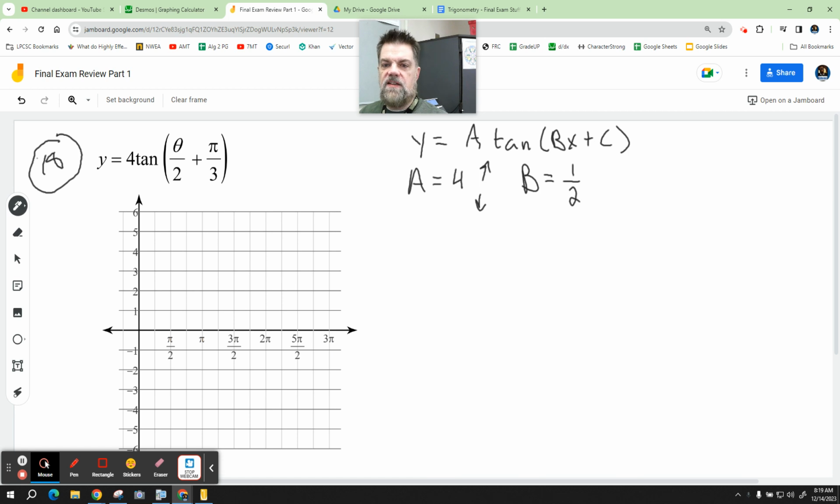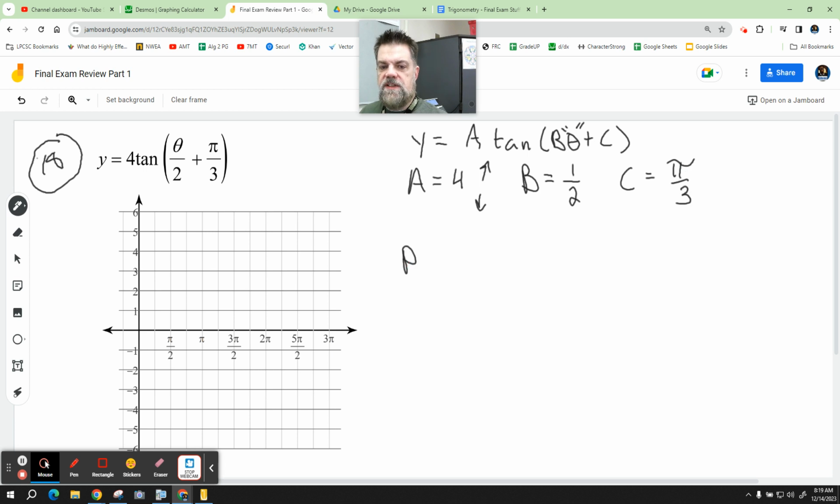They're using theta instead of x, right? I don't know if this confuses you guys or not, but we're really saying B times a variable. It could be x, it could be theta, it could be alpha, whatever, but usually it's either x or theta. But B is 1/2. And then C is equal to pi over 3.